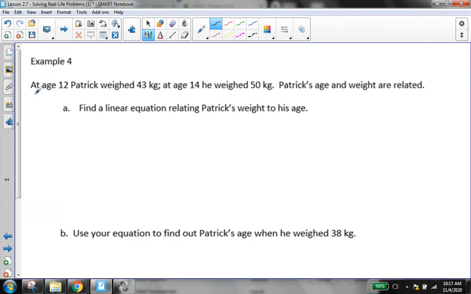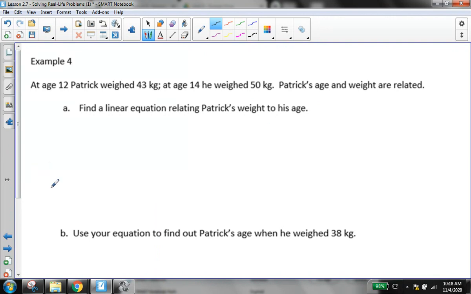All right, last word problem for us to try out together. So this one says, at age 12, Patrick weighed 43 kilograms. At age 14, he weighed 50 kilograms. Patrick's age and weight are related. Write a linear equation relating Patrick's weight to his age.